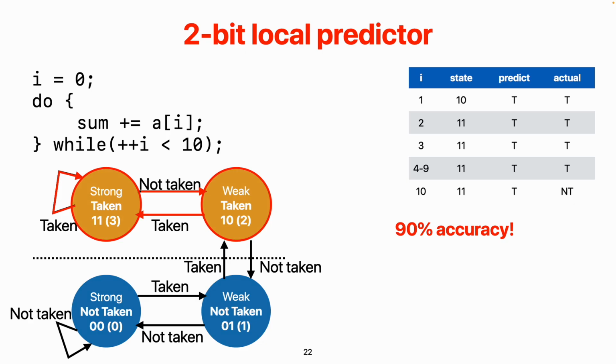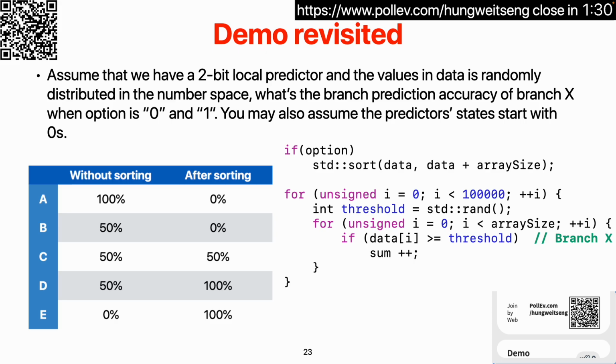Are you satisfied? No? I mean, if you can get 90% on the midterm, are you satisfied? No? Okay, not satisfied. We will talk about a better one later. But now let's take a look at this. If I have a 2-bit local predictor, can you consider what's its effect for this piece of code?